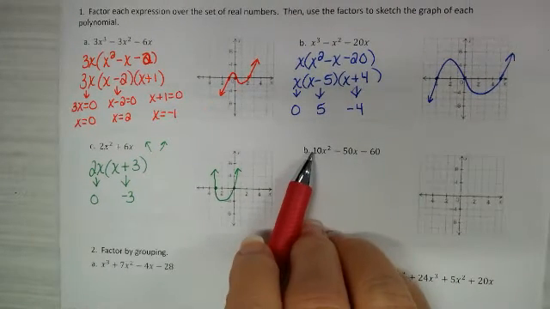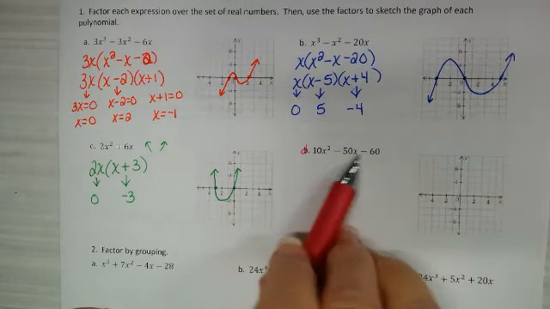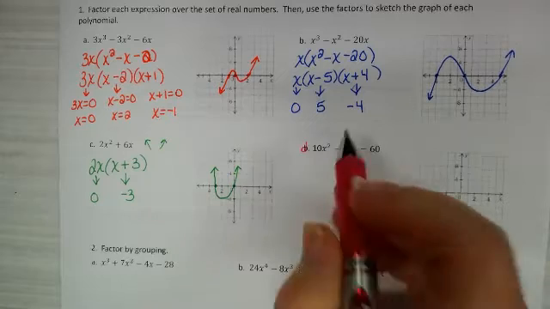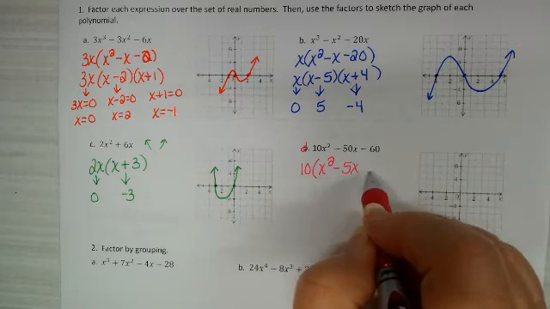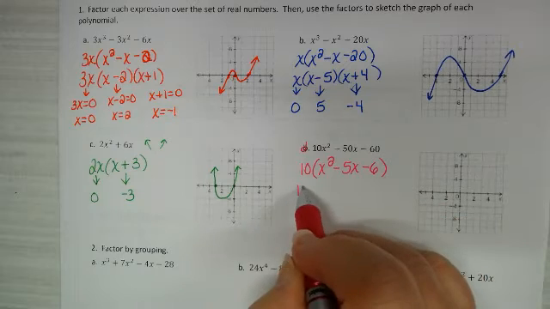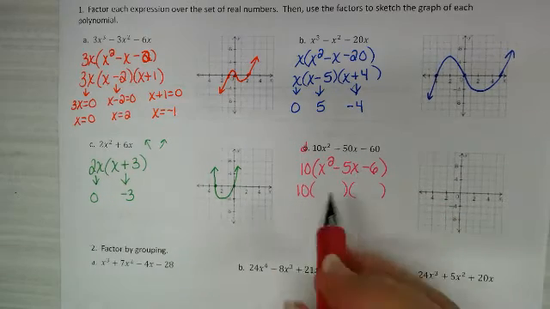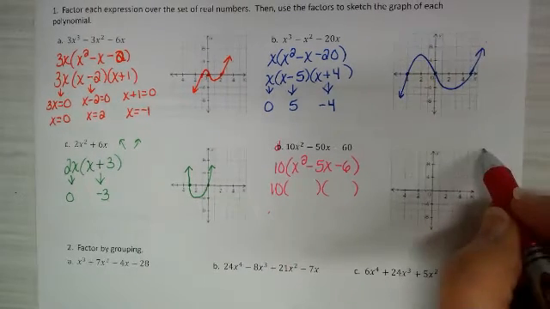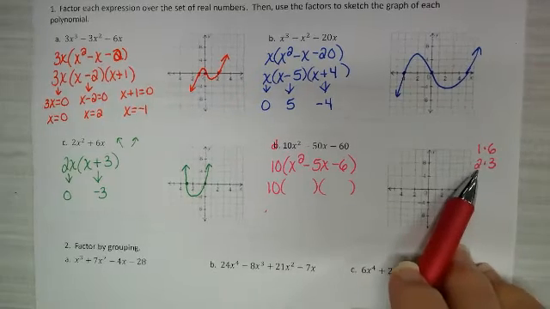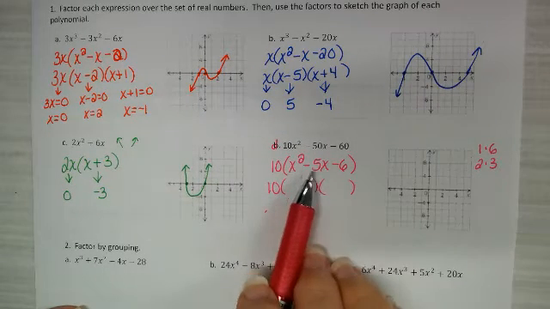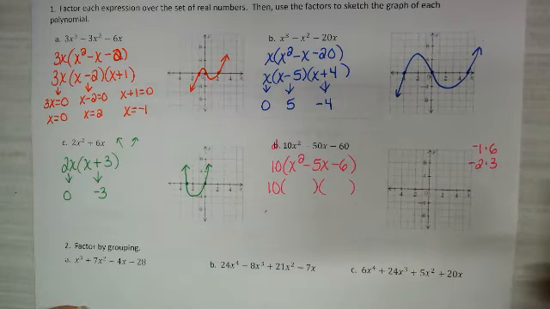One more. 10x squared minus, this is actually problem D, minus 50x minus 60. Notice they all have a common factor of 10. So that leaves us with x squared minus 5x minus 6. Now you have to be careful with this one. 6 is kind of tricky because for 6, I could do 1 times 6 or I could do 2 times 3. Now it's easy to go, oh, 2 and 3 add up to 5, but this is a -6. So one of these has to be negative.